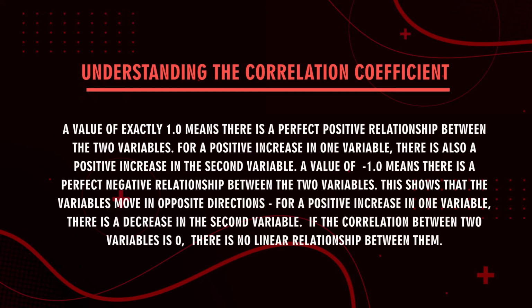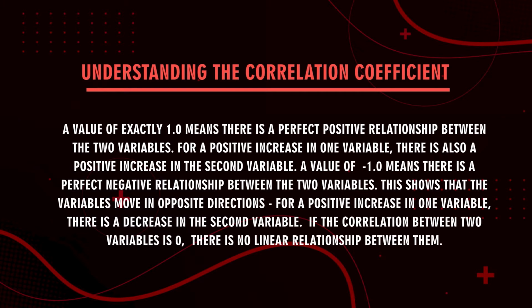A value of exactly 1.0 means there is a perfect positive relationship between the two variables, and for a positive increase in one variable there is also a positive increase in the second variable. A value of -1 means there is a perfect negative relationship between the two variables. This shows that variables move in opposite directions, so for a positive increase in one variable there is a decrease in the second variable.